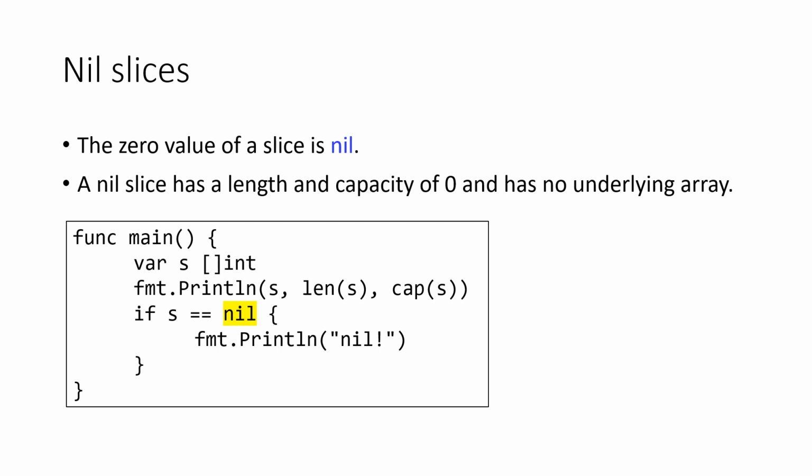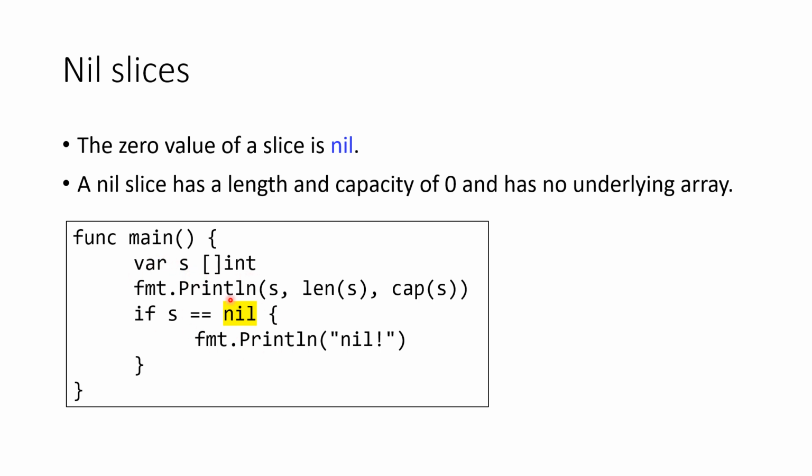A slice can have the zero value, which is called nil. A nil slice has both length and capacity of 0 and has no underlying array. When you declare a slice variable, then that slice variable is a nil slice.